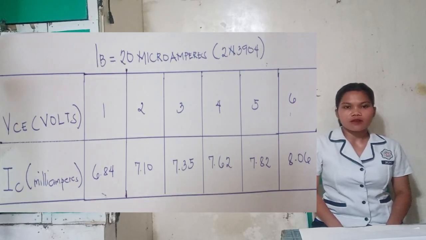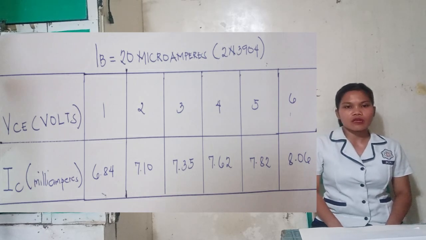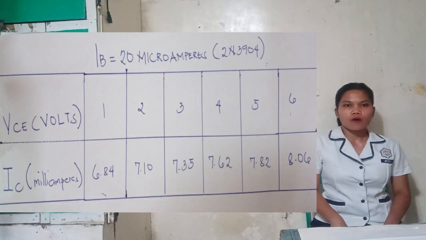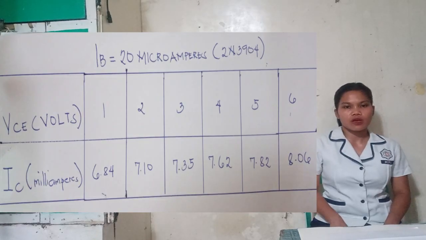In this test, since base current is greater, the collector current is higher compared to the previous measurement at base current equal to 10 microamperes. The data proves that once the transistor enters the active region, collector current becomes almost constant, changing only a little even if collector emitter voltage increases.